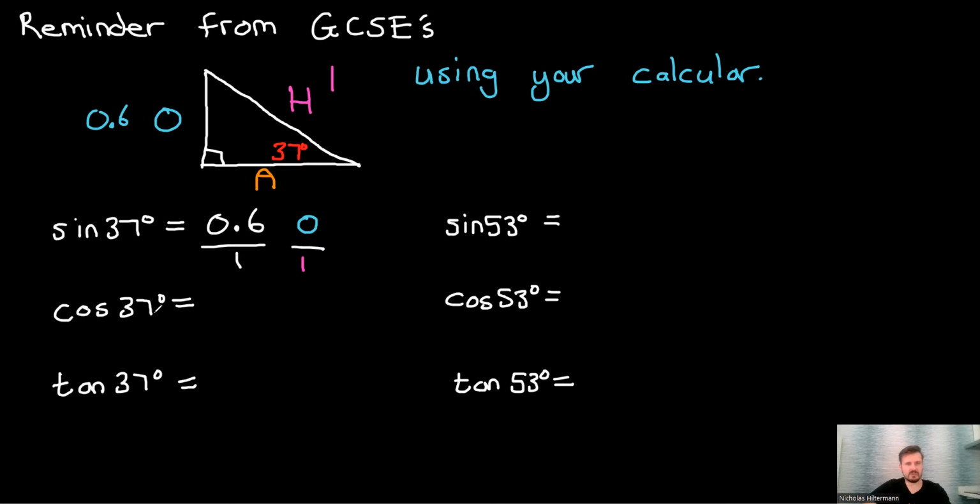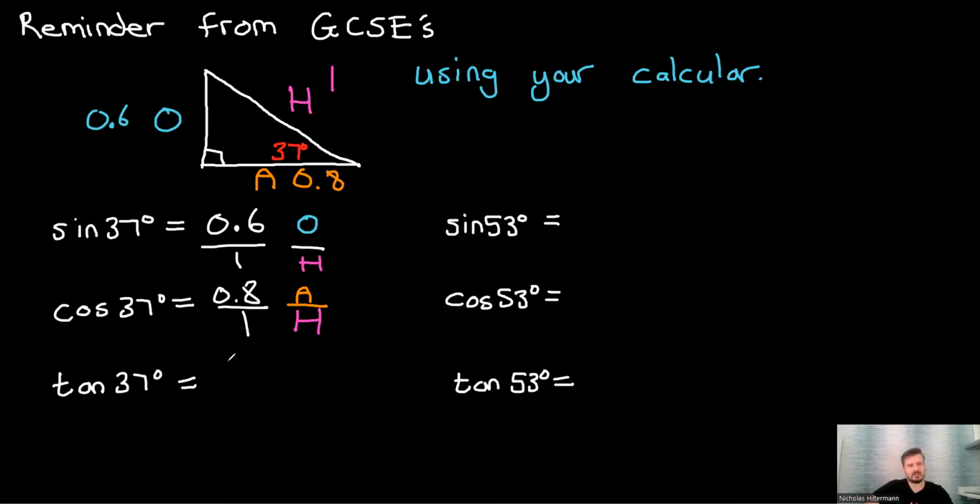Cos 37, what do we get when we put that in? We get 0.8. So we could think of that as 0.8 over 1. And so cos is adjacent over hypotenuse. So our hypotenuse is at the bottom, and the adjacent is the 0.8. And so we can write in 0.8.